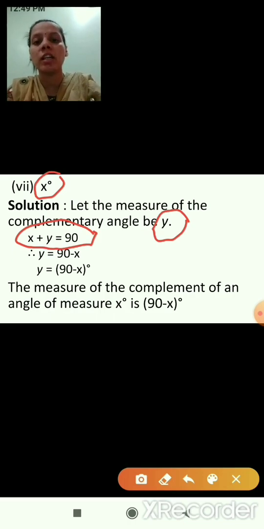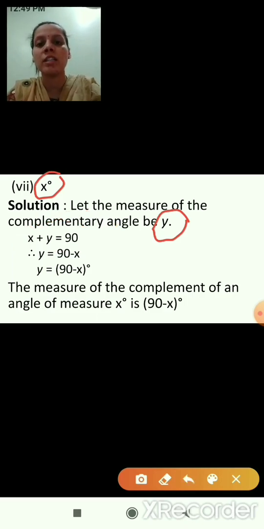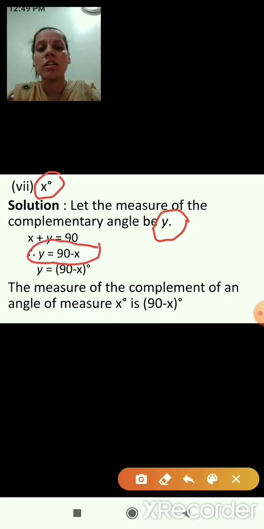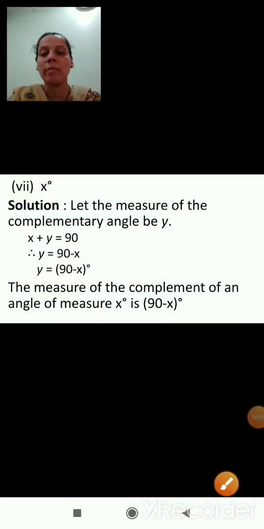Now this x will go to that side, so it becomes minus x. So what is the second step now? y is equal to 90 minus x. So what is the measure of the complementary angle? That is y is equal to 90 minus x degree. So the measure of the complement of an angle of measure x degree is 90 minus x degree. If the angle is x degree, then its complementary angle is 90 minus x degree.